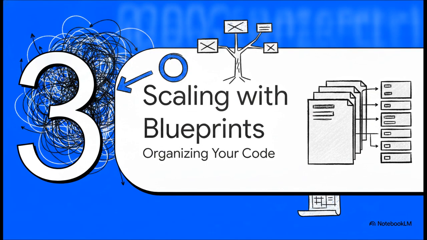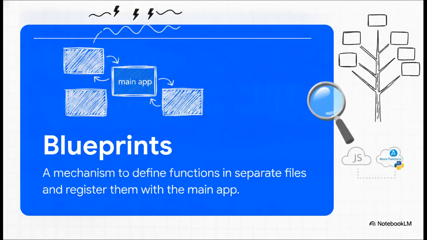All right, Section 3, scaling apps with blueprints. To prevent building a massive, unreadable monolithic file, we use blueprints. If you've ever used Express.js routers in the JavaScript world, blueprints are the exact equivalent. They let you break your application down into reusable modules, keeping all your related endpoints grouped together without losing any of your configuration or those awesome decorators.